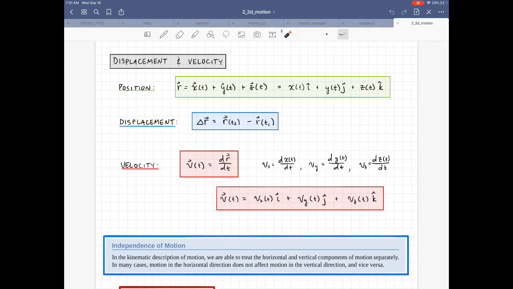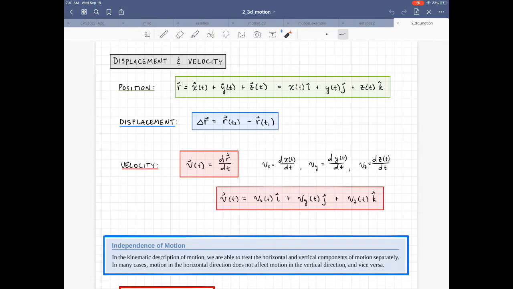Displacement, same definition, just the difference in the position at two different times. We're just using r now for the general position. And then velocity, same definition. The velocity vector is the time derivative of the position vector.